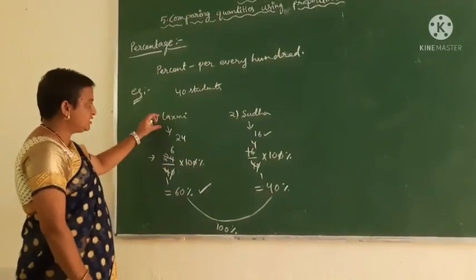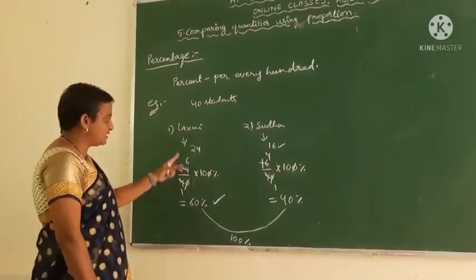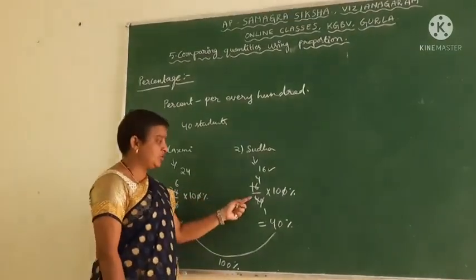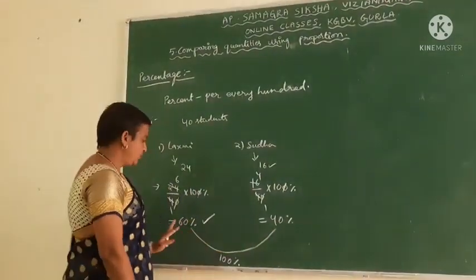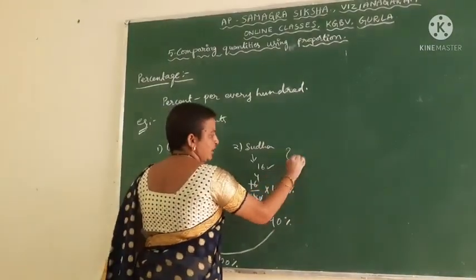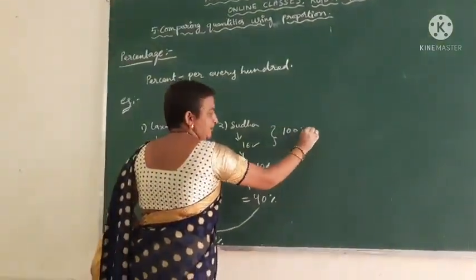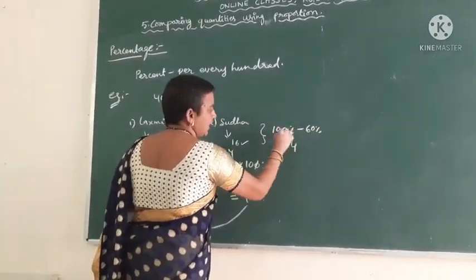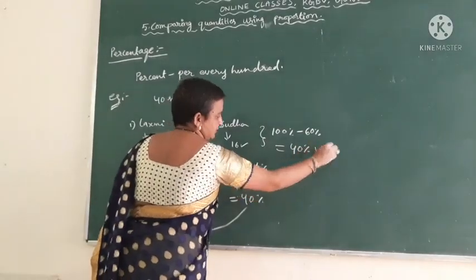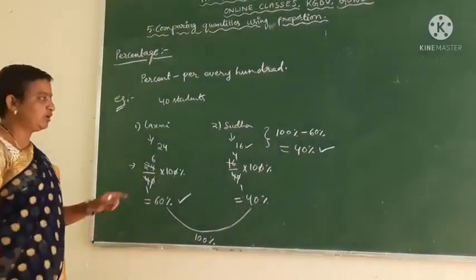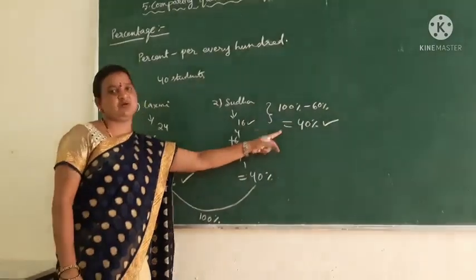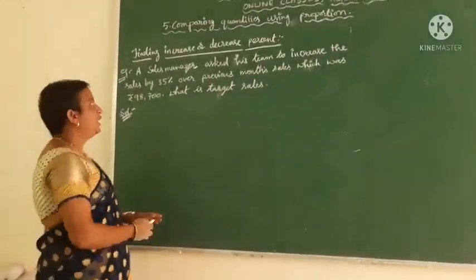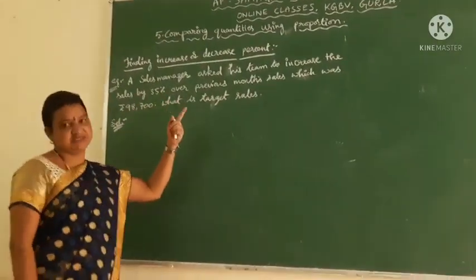First we found the percentage of votes for Lakshmi, which is 60%. Then for Sudha, we need not find it like this. Sudha's percentage is the total 100 minus Lakshmi's 60%, so Sudha got 100 minus 60, which is 40%. This is the answer. We can find the second person's votes like this also. Are you understanding? Okay, now finding increase or decrease percent.